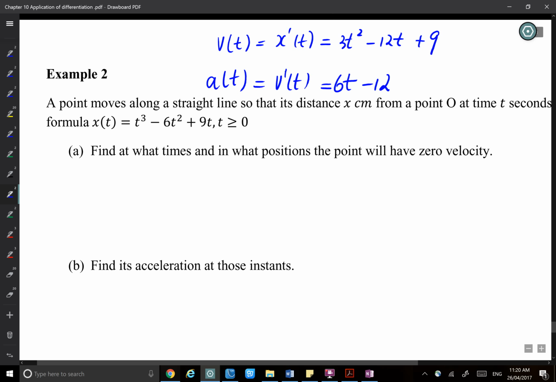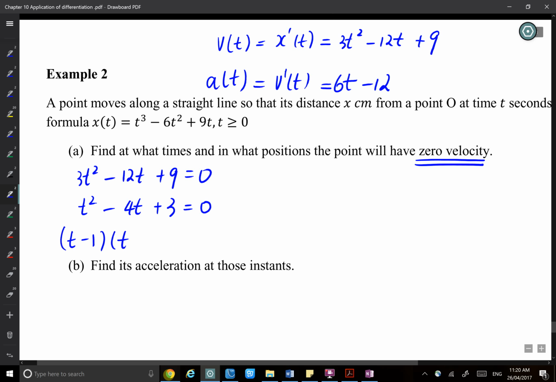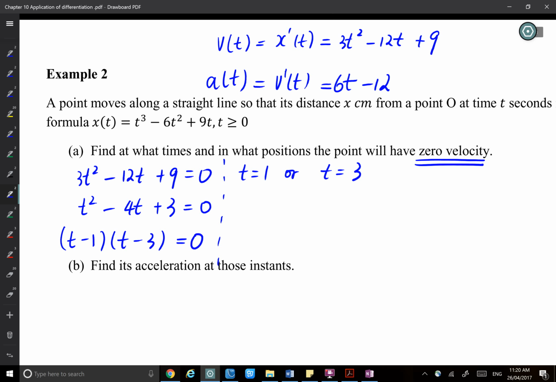So I want to know when the velocity equals 0. So you want to have that equal to 0. Then you have t squared minus 4t plus 3 equals 0. (t minus 1)(t minus 3) equals 0. t will equal 1 or t will equal 3. So at 1 second and 3 seconds, this particle will have zero velocity.